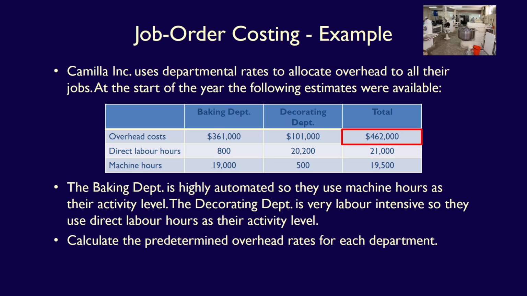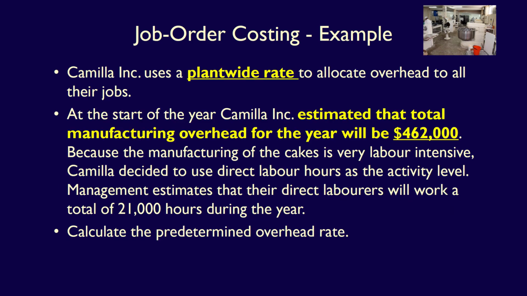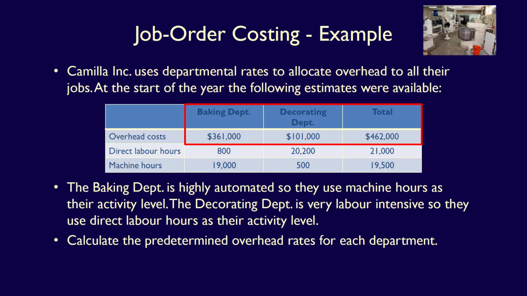Notice something interesting. The baking department has manufacturing overhead of $361,000 and decorating has $101,000 for total estimated overhead of $462,000, which is exactly the same as the total overhead that we used in the plant-wide overhead rate. As I noted previously, using departmental rates does not change the total estimated amount of manufacturing overhead. It simply recognizes that manufacturing overhead is caused by multiple departments. The amount for each department is based on the estimated overhead that each department expects to incur.